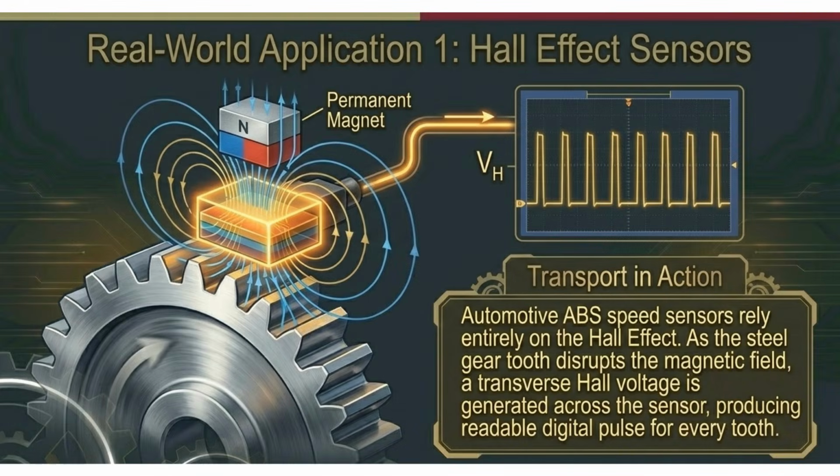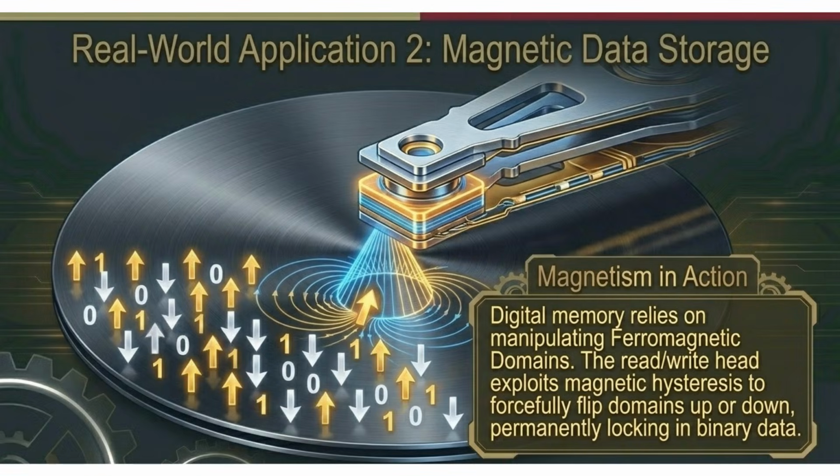A key real-world application is the Hall effect sensor. Automotive ABS sensors use the Hall effect, where a steel gear tooth disrupts a magnetic field, generating a readable digital pulse for speed sensing. Another vital application is magnetic data storage.